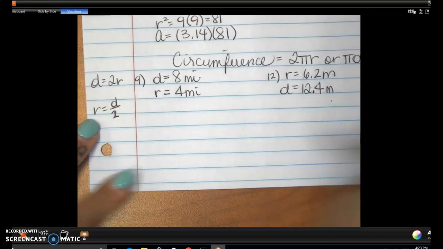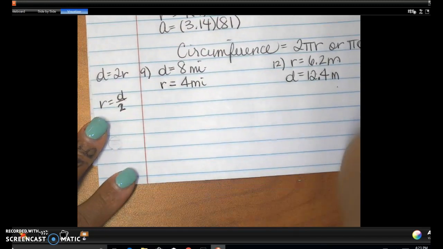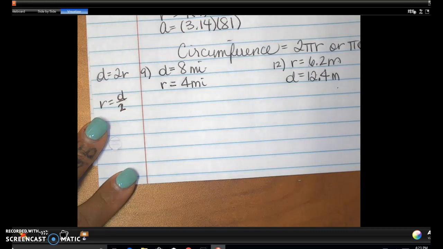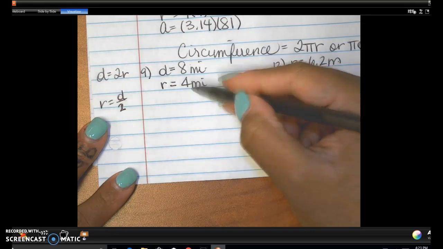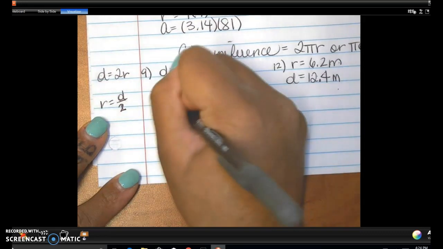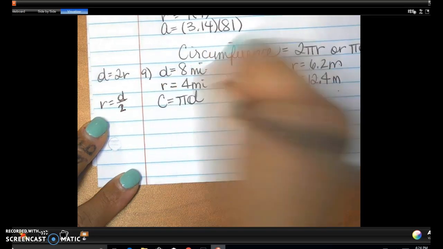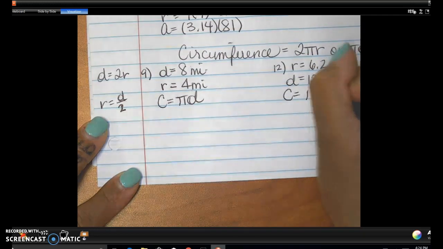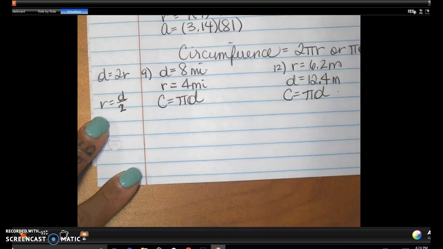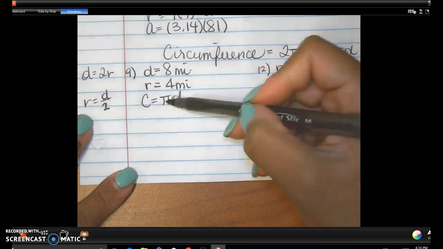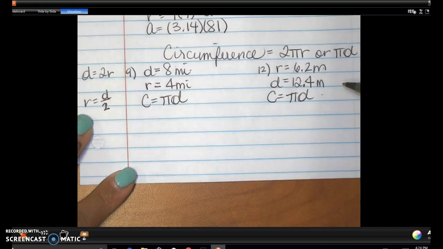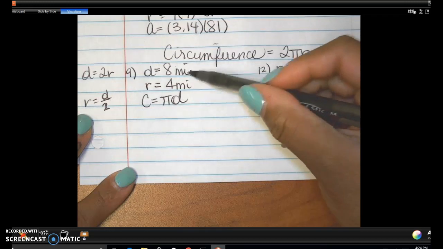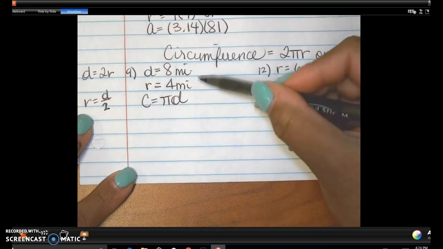Oh, so these are 2 different ones? Yes, these are 2 different ones. This is question 9 and 12. So for circumference, I can use either or. I want to use circumference equals pi times diameter. And over here, I want to use circumference equals pi times diameter again. Why am I using those formulas? Because I just have to multiply 2 numbers, especially if I have a diameter. But I still need to know how to go from one to the other.